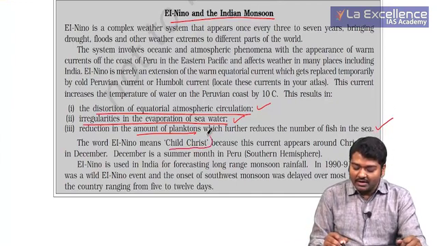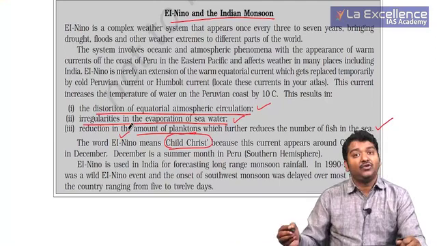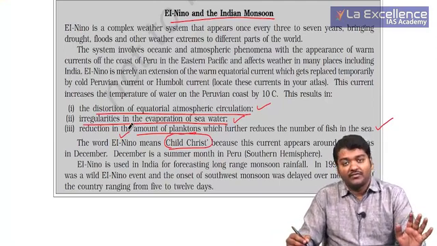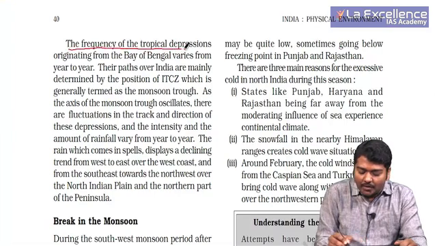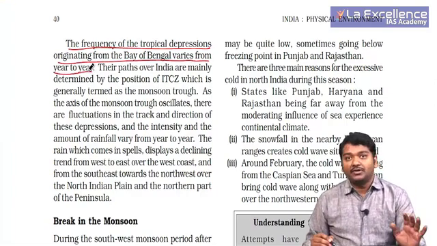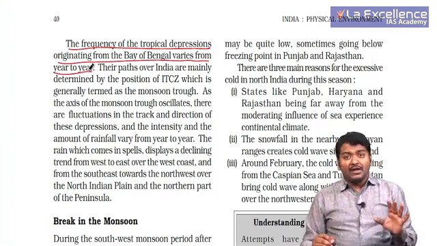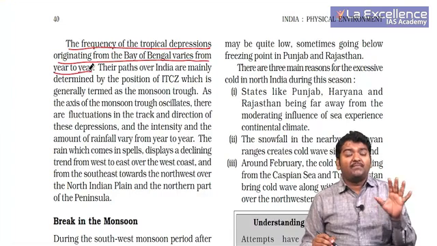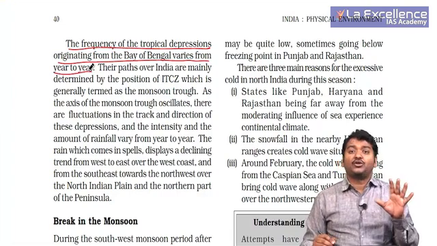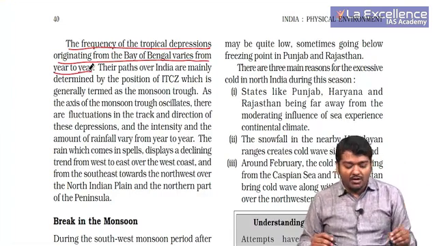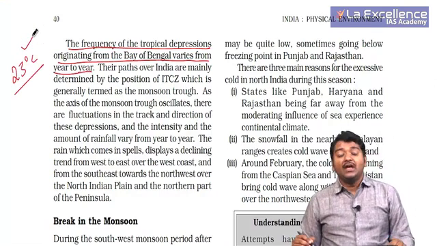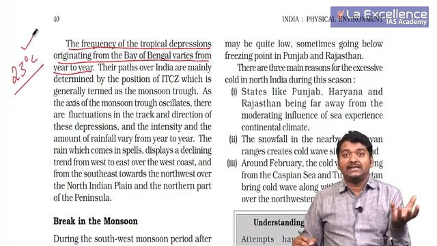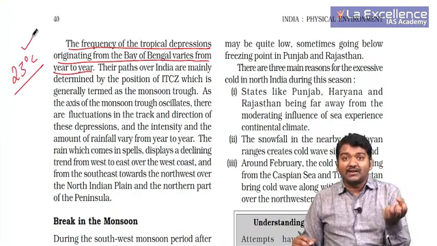We call it La Niña or El Niño, right? Very, very important for us. Then we also need to understand that the frequency of tropical depressions originating from the Bay of Bengal varies from year to year. I have already told you clearly that tropical cyclones originate mainly because of accumulation of warm water. Wherever warm water accumulates, and if it is more than 23 degrees Celsius, there is a high possibility that you can see some sort of cyclones developing.